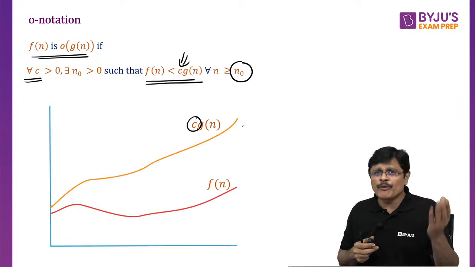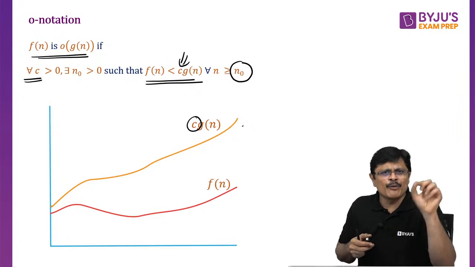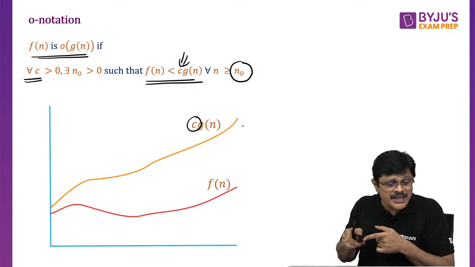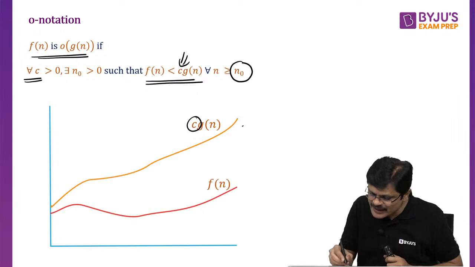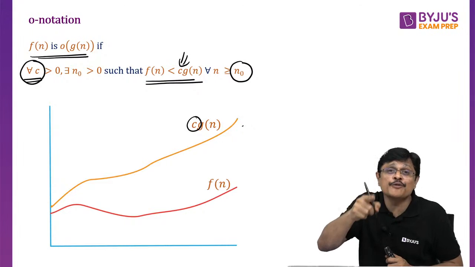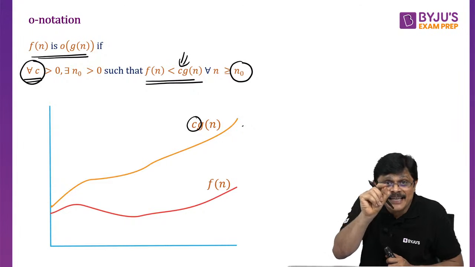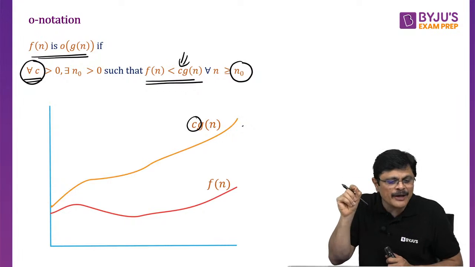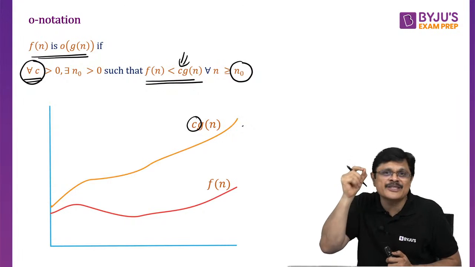See, big O, big omega and big theta are very simple. One C, one N naught, done. But here equality is removed. Not only that, it has to be true for every C. It is true for every C, not for a single C. That is very important. That point is very important.